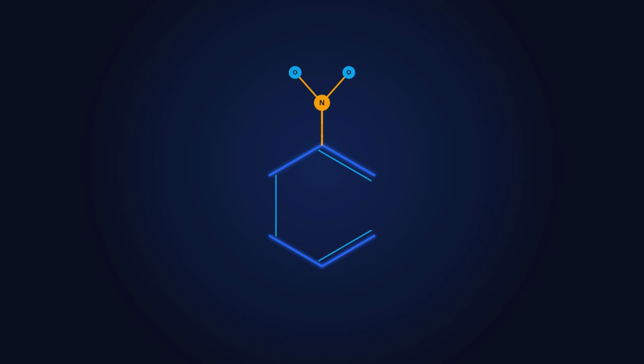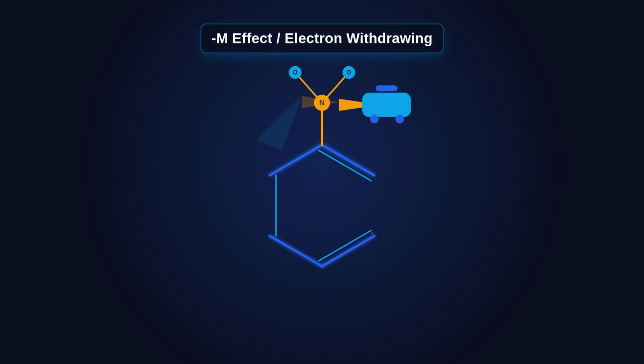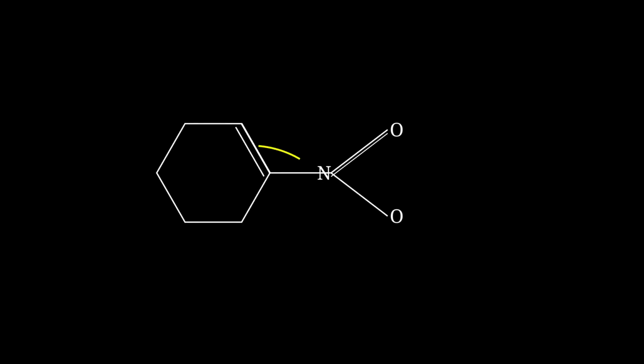On the flip side, we have the minus M effect, or electron withdrawing. This happens with groups like nitro, NO2, or cyano, CN. These groups act like electronic vacuums. They pull electron density away from the chain or ring toward themselves. Notice how the arrows move now. They point away from the benzene ring and toward the nitro group. This makes the ring electron poor.